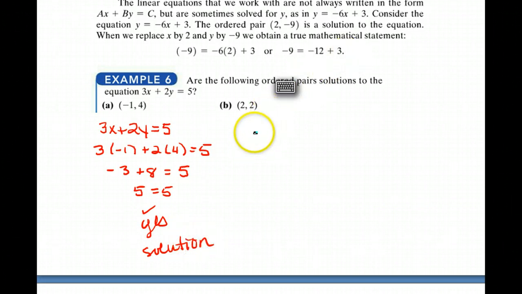Now let's check ordered pair (2, 2). We're going to do exactly the same thing. We're going to plug in 2 for x.